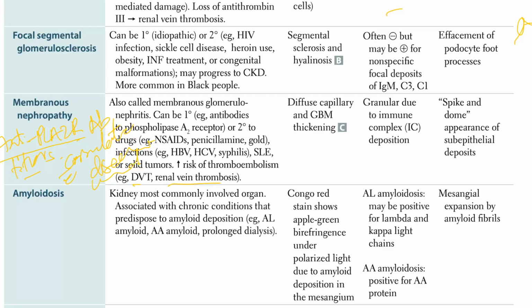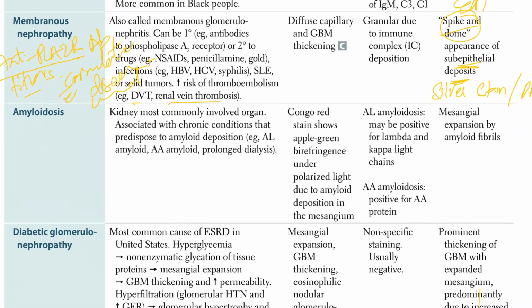Now, one last thing actually. On electron microscopy, you see spike and dome appearance of subepithelial deposits, right? So the question is, how do you see that? Well, you can see that if you were to do a silver stain or PAS stain, which is periodic acid-Schiff staining. Okay, but yeah, that's all we have for membranous nephropathy.